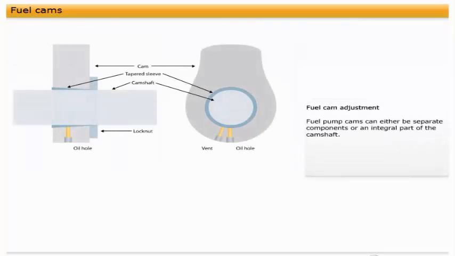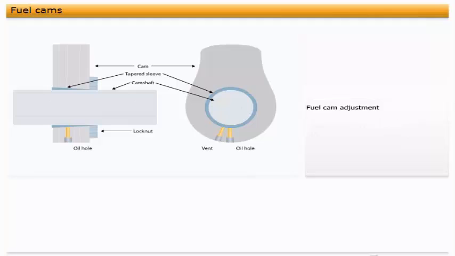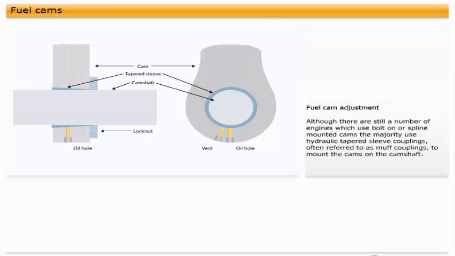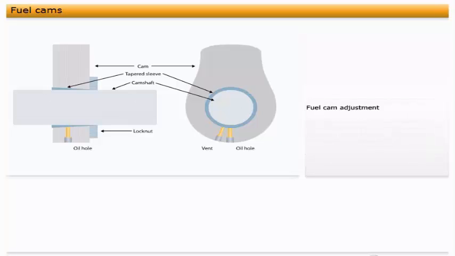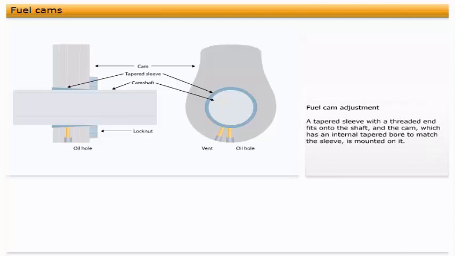Fuel pump cams can either be separate components or an integral part of the camshaft. Only those which are separate components can be adjusted individually. Some manufacturers use split cams to make replacement of damaged cams easier. Although there are still a number of engines which use bolt-on or spline-mounted cams, the majority use hydraulic tapered sleeve couplings, often referred to as muff couplings, to mount the cams on the camshaft. A tapered sleeve with a threaded end fits onto the shaft, and the cam, which has an internal tapered bore to match the sleeve, is mounted on it.